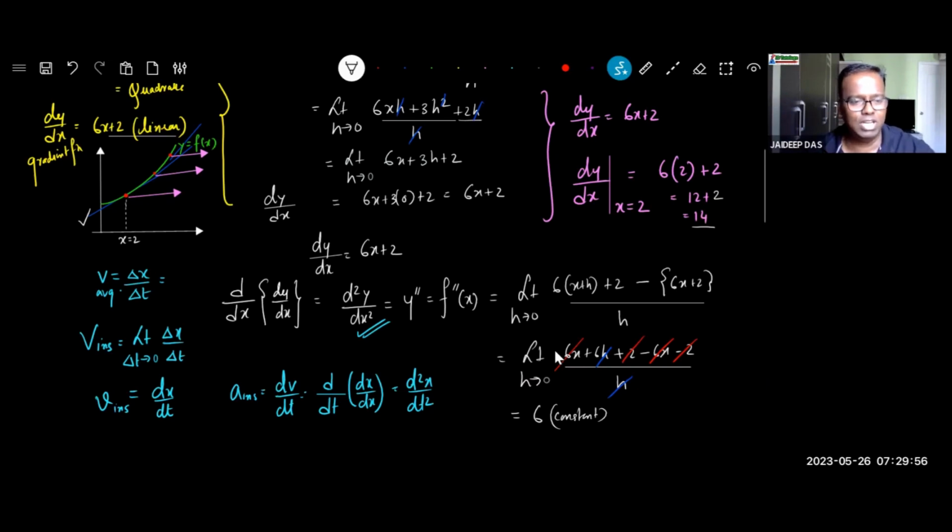Once you found the gradient function, overall it has a linear nature. And if you want to differentiate that linear function, obviously you will get a constant. A linear function cannot have a variable slope.